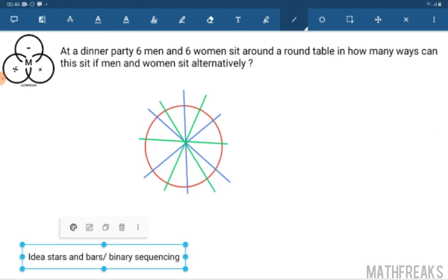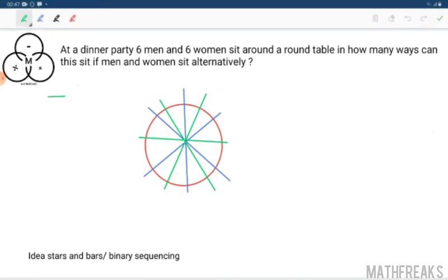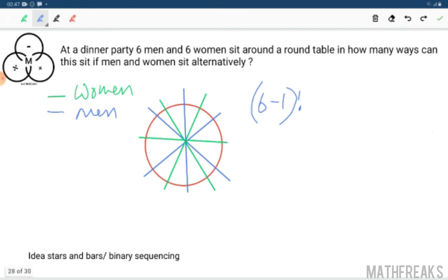If men and women sit alternatively, this is the case where they are sitting alternatively. Green for women, blue for men. This is the only case when men and women are sitting alternatively. So the men can sit in n minus 1 factorial ways, that is 6 minus 1 factorial ways, and women can sit in between the positions, which are fixed. This will not get rotation, so this is 6 factorial. The answer will be 5 factorial into 6 factorial.